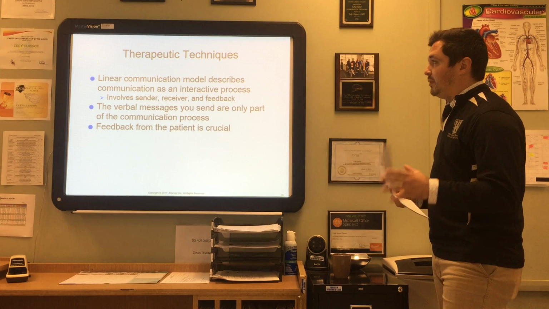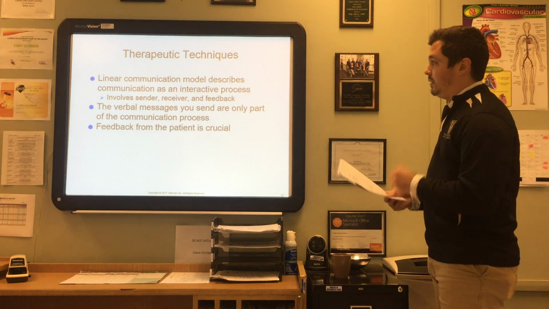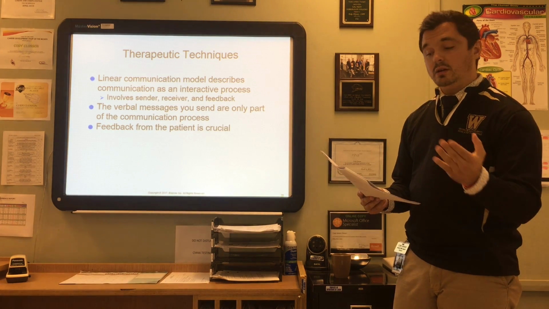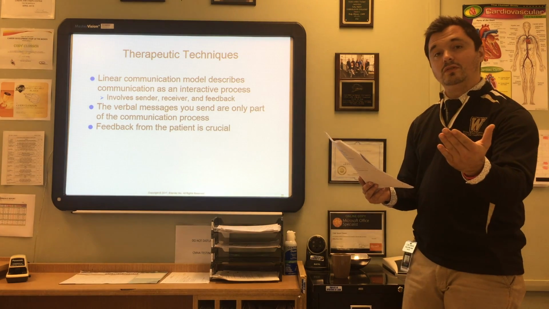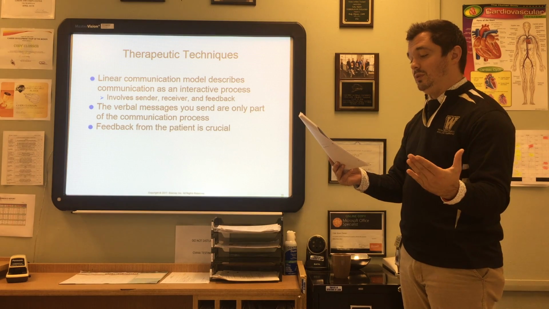So here's a couple different therapeutic techniques with communication. The linear communication model describes communication as an interactive process. It involves a sender, a receiver, and feedback. The sender is a person who sends the message through a variety of channels. Maybe it's through speech and verbal communication, or there's nonverbal communication.